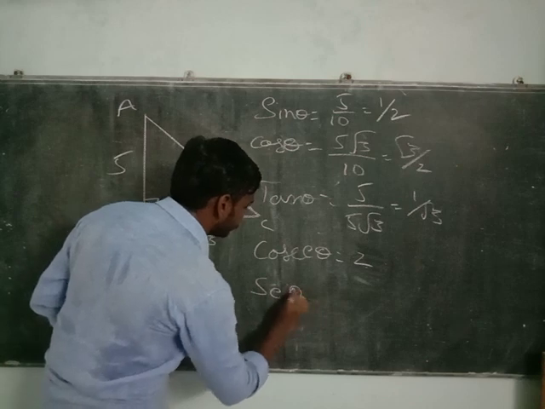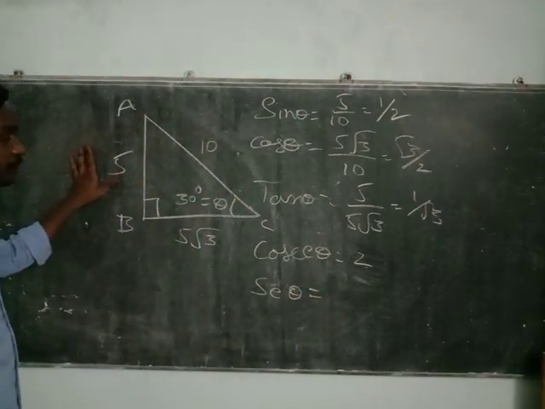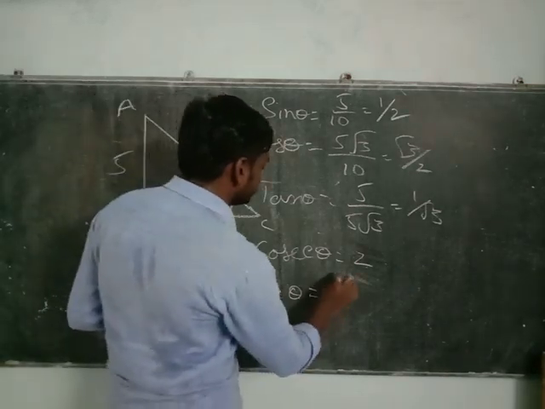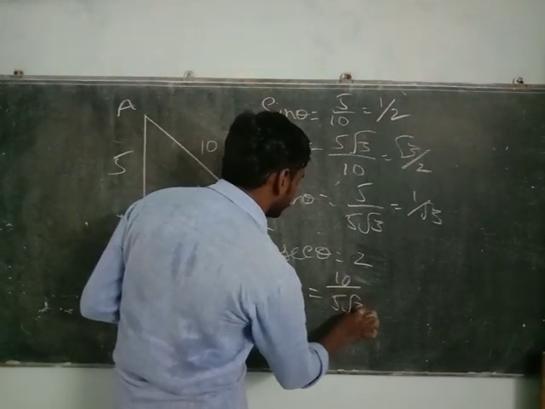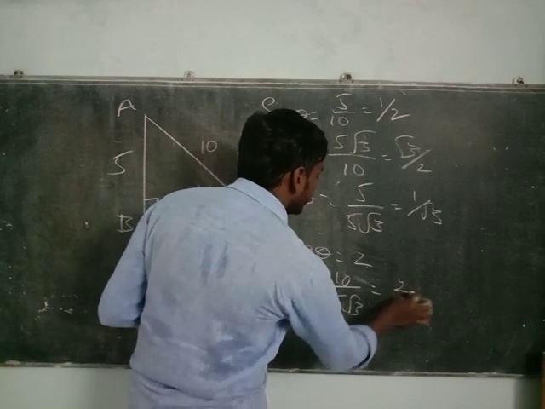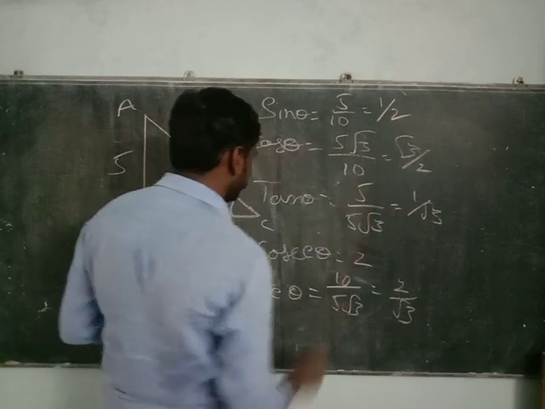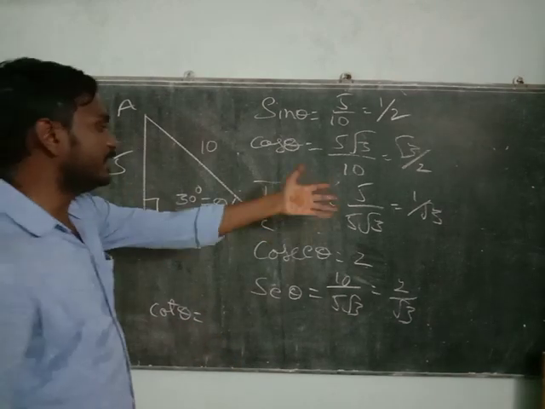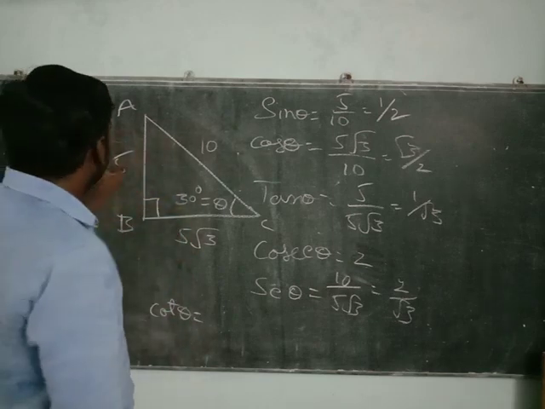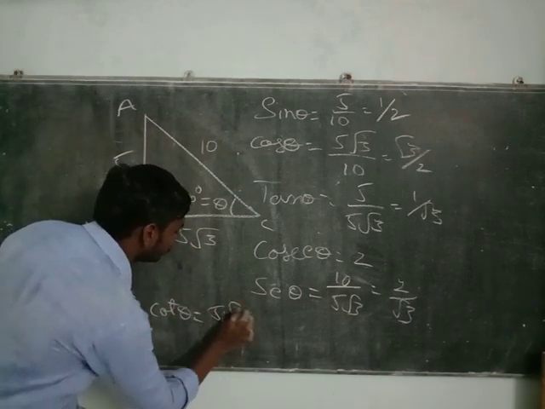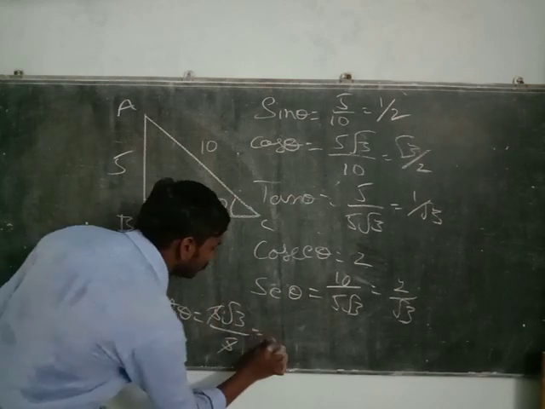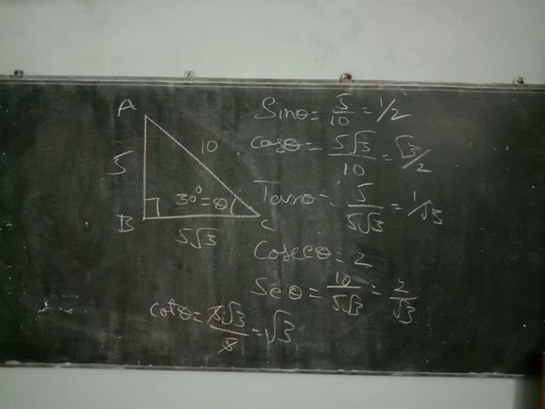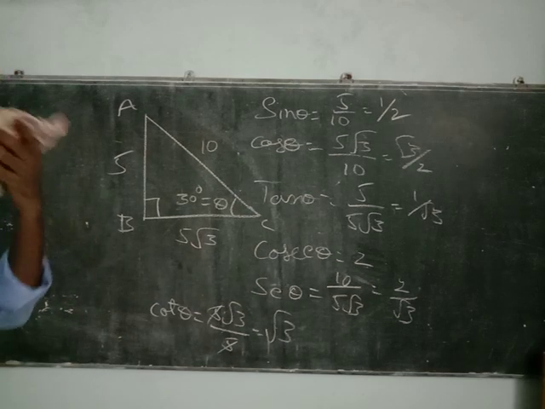Secant theta is nothing but hypotenuse by adjacent, that is equal to 10 by 5 root 3, that is equal to 2 by root 3, the reciprocal of cos. Cot theta is equal to the reciprocal of tan, root 3 by 1, or adjacent by opposite, 5 root 3 by 5, that is equal to root 3. So these are the things that we can derive from a triangle.